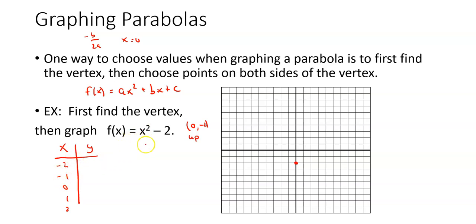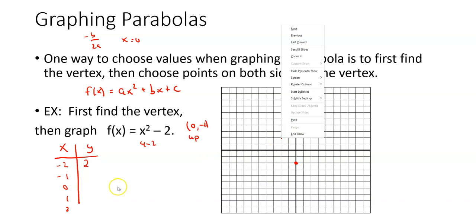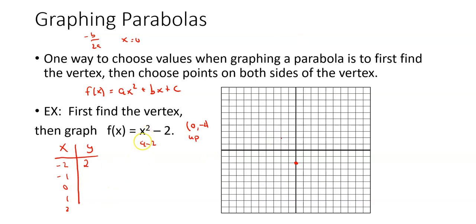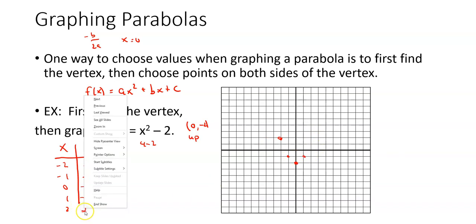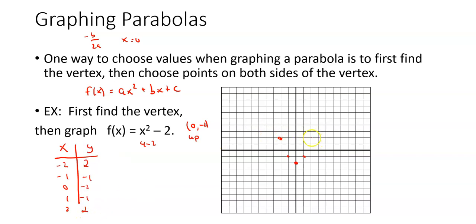All right, so negative 2 squared is 4. 4 minus 2 is 2. So it goes to the point negative 2, 2. If I put in a negative 1, squared is 1. 1 minus 2 is negative 1. So if it goes through negative 2, 2, it also goes through negative 1, negative 1. It goes through 0, negative 2. We already figured that out. 1 squared is 1, minus 2 is negative 1. So it goes through 1, negative 1. 2 squared is 4, minus 2 is 2. So it goes through 2, 2.